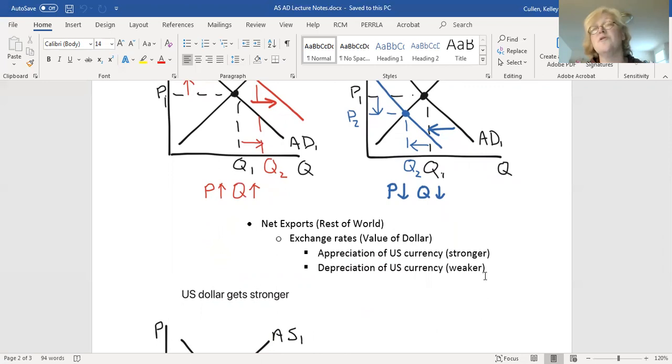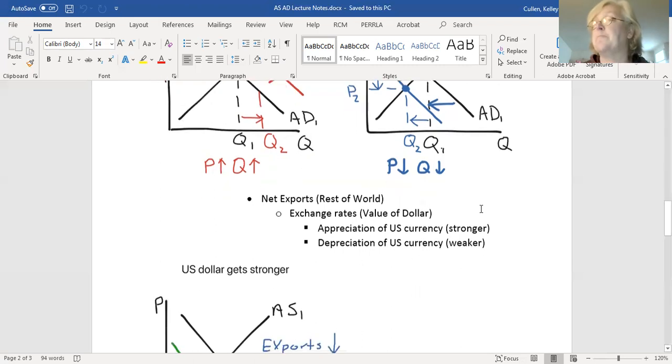Okay, so more is coming, but in terms of the AS-AD model, increases in government spending and decreases in taxes will both shift aggregate demand to the right, and an increase in taxes or decrease in government spending will shift that aggregate demand curve to the left. Okay.